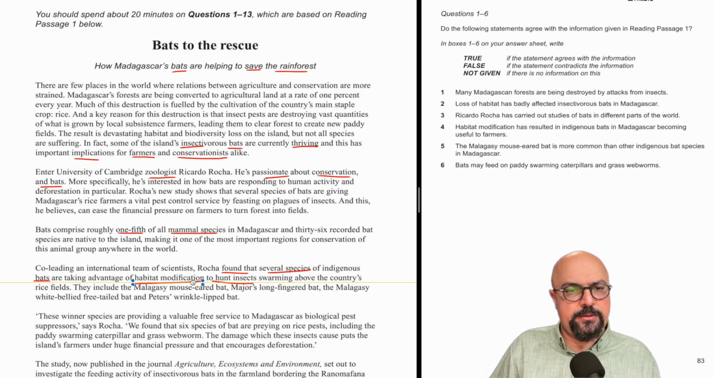Okay. It's a tough text so far. I'm not sure what's going on, but we should go on and learn about the text as much as we can. These species are providing a valuable free service as biological pest suppressors. Okay, so it's becoming clearer. It means that these bats are suppressing or destroying these pests, which is a good thing for farmers. The study, published in the journal Agriculture, blah, blah, blah, set out to investigate the feeding activity of these bats.